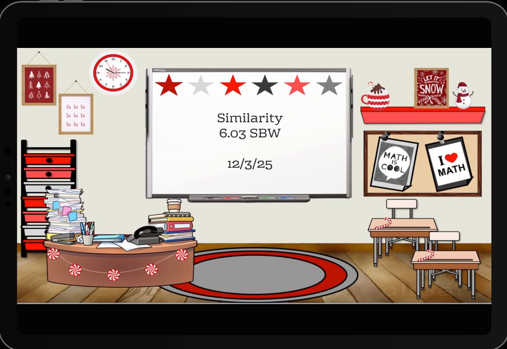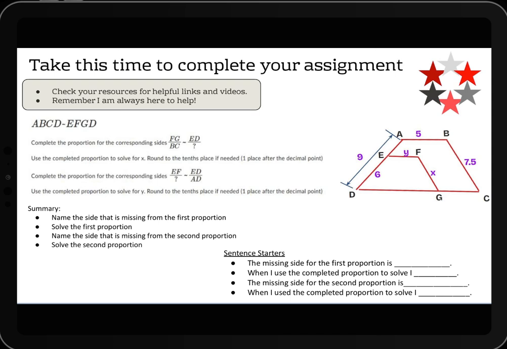Starting with the actual SBW itself, we are looking at these two figures, and we can see that they're trapezoids. The first part of the problem says to name the side that is missing from the first proportion, and they give you the proportion they are looking at. Your task is to identify that missing piece.